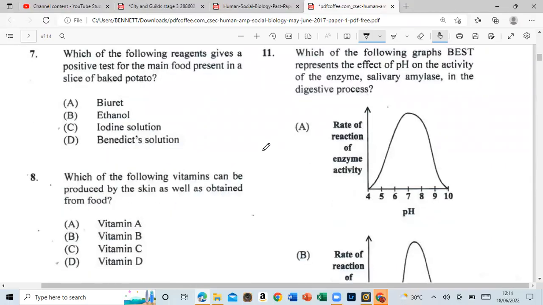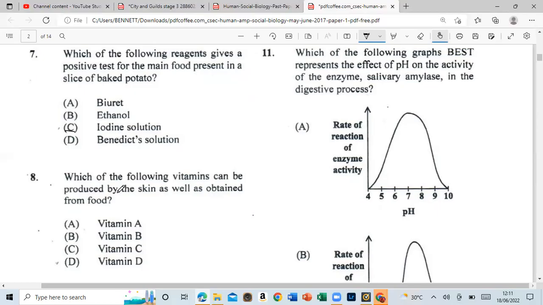All right, so number 7, which of the following reagents gives a positive test for the main food present in a slice of baked potato? Biuret, ethanol, iodine solution, or Benedict's solution? And that is the iodine solution.